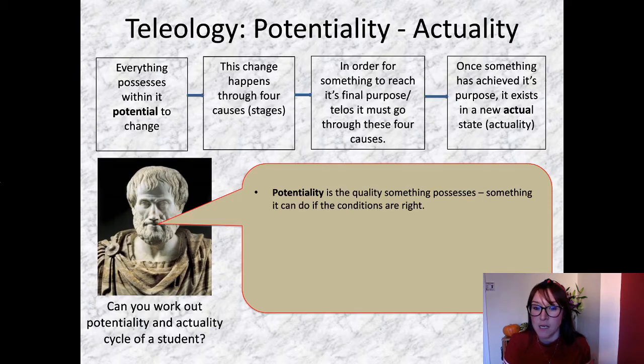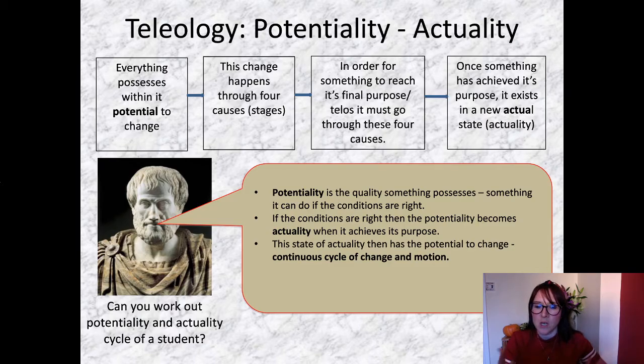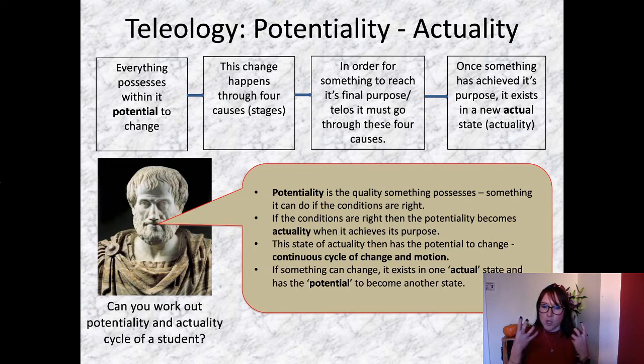So potentiality is what something possesses. It possesses that potential if the conditions are right. If the conditions are right, that potentiality becomes actuality. And this is a continuous cycle of change and motion. So once something achieves an actuality, it then has the potential for something else. And so if something can change, it exists in one actual state with potential to get into another actual state with potential. So, sorry, let's go back.